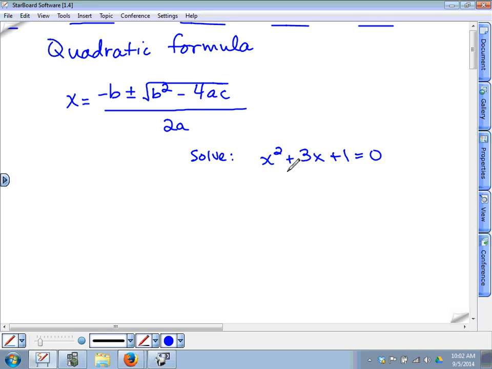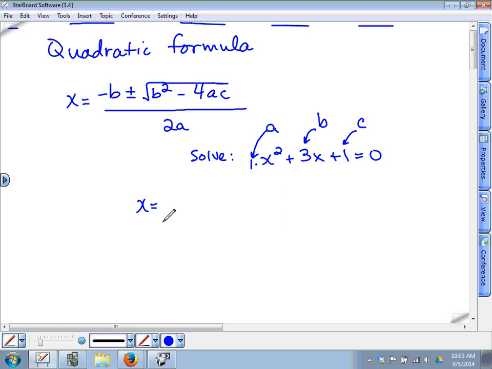Let's use a formula now. We can't factor this one. Nothing multiplies to one that has 3, so we have to use the quadratic formula. Early on, I've noticed students struggle finding the values of a, b, and c. Where does a come from? A is the number in front of x squared, which in this case is 1. B is in front of the linear term. It's just the number, though, not the variable. B is 3, not 3x. And c is 1.